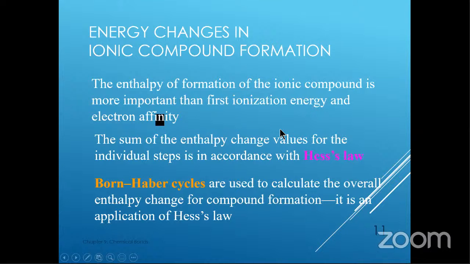So, the metal, for example, will first be atomized and then converted to ions, and then you have some other changes, and the same is true for the non-metal. The way we deal with this is that we can draw what is known as a Born-Haber cycle that we can use to determine the different changes that take place. And it is actually an application of Hess's law.